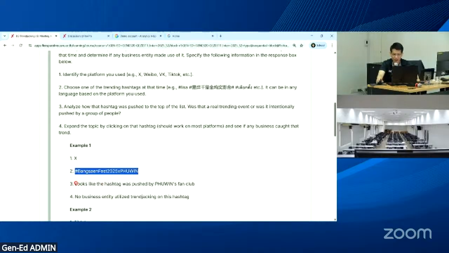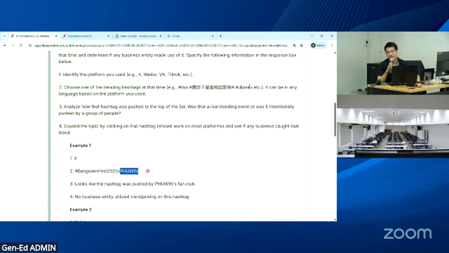And then analyze how that hashtag was pushed to the top. For example, I chose Bang San Fest 2025 X Puvin. Puvin is the name of a famous Thai artist, from the boy love story in Thailand. And Puvin has a large fan base. So it looks to me like the hashtag was intentionally pushed by the fan clubs. Now, why do I think that? You see, Bang San Fest 2025 X Puvin, and Puvin is capitalized.